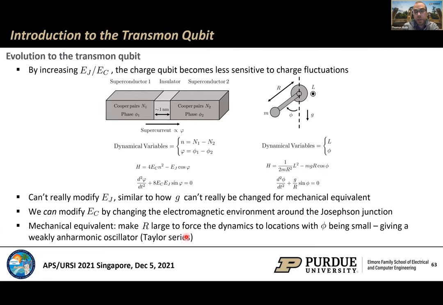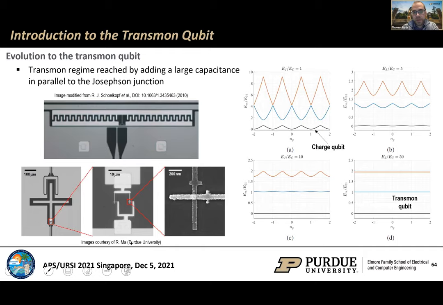So we can do a Taylor expansion of this cosine or sine terms. And if you go through that math, you see that what we end up with is a model of a weakly anharmonic oscillator. So it's still a nonlinear system, but the nonlinearity has been reduced quite a bit. So what does that look like in terms of energy levels, and the implications of that from a quantum computing perspective? Well, that's shown over here on the right of the slide.